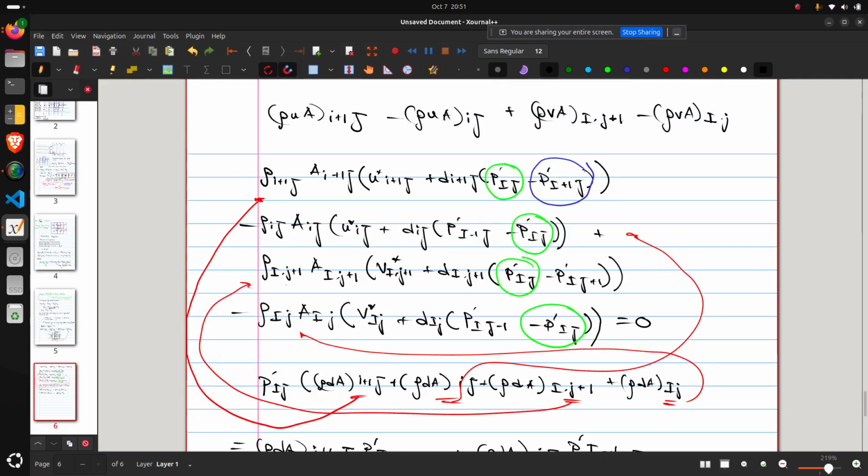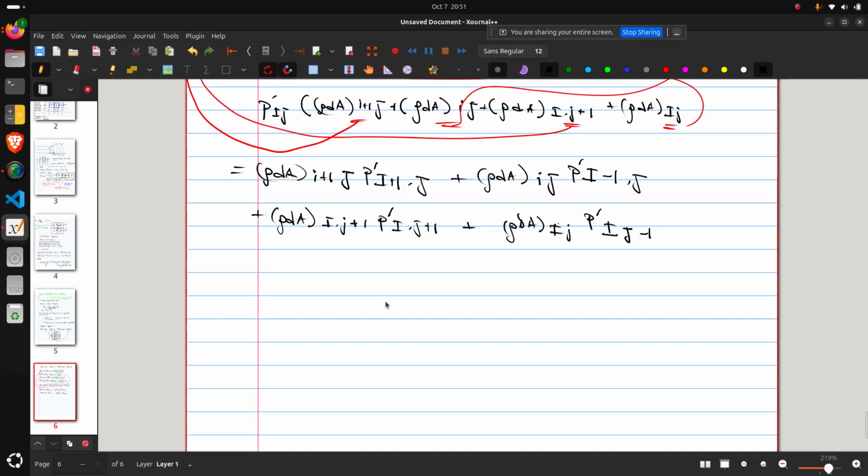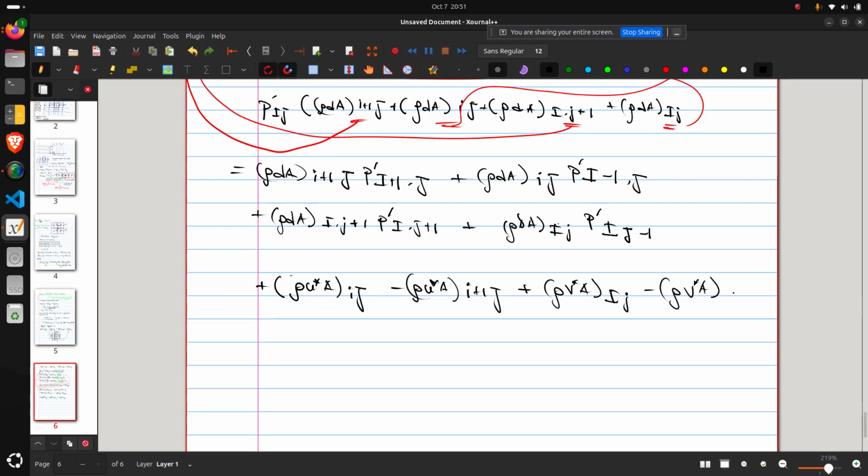Okay, these are done, and what all is left? These U star and V star terms, right? Let's write them down as well. So we'll have rho U star A small i capital J minus rho U star A small i plus 1 capital J plus rho V star A capital I small j minus rho V star A capital I small j plus 1.